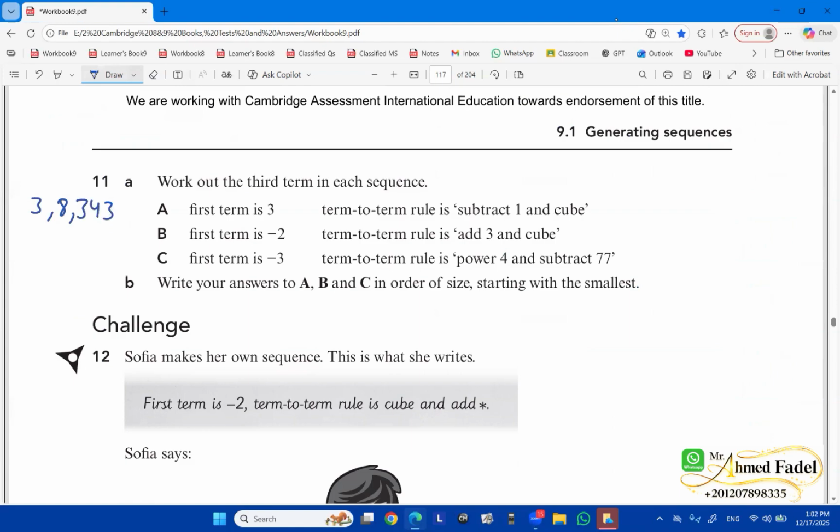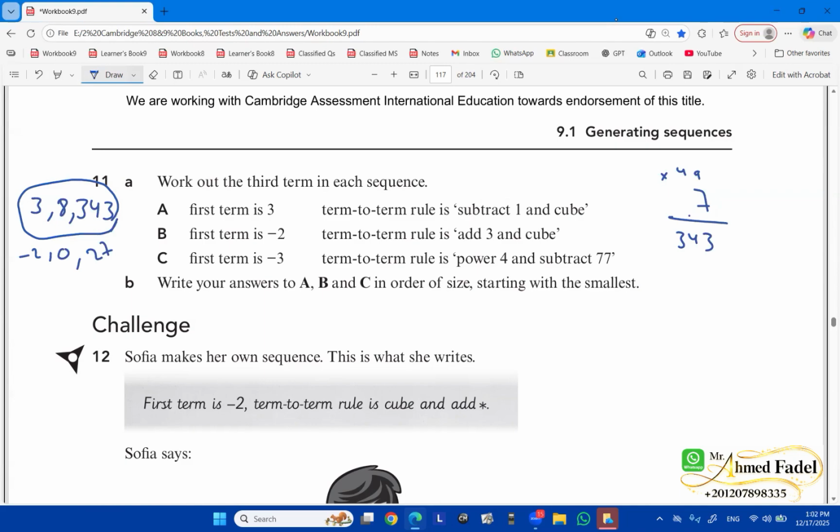If you don't know how to do this mentally, you know that 7 times 7 is 49, right? So 49 multiplied by 7, you're going to find that it is exactly 343. But next, because they want only the first 3 terms, that's it. So 3, 8, 343. B, first term is negative 2. Add 3 becomes 0. Then cube it becomes also 0. Add 3 becomes 3. Then cube it becomes 27.